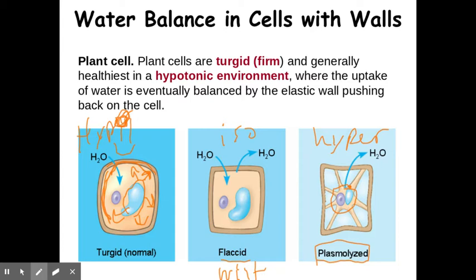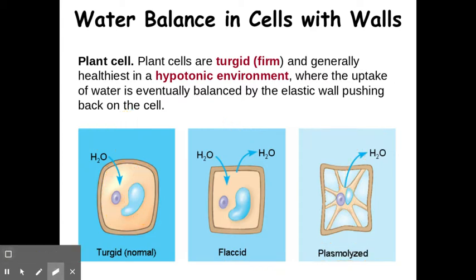But again, what happened here? There's water leaving the cell. So hypo, water coming in; iso, water coming in and out at equal rates; and hyper, water is leaving the cell.